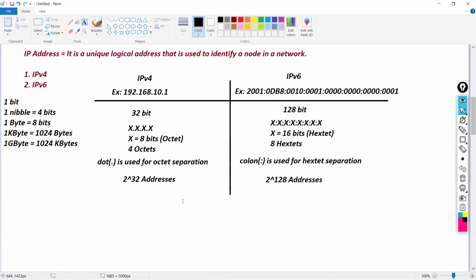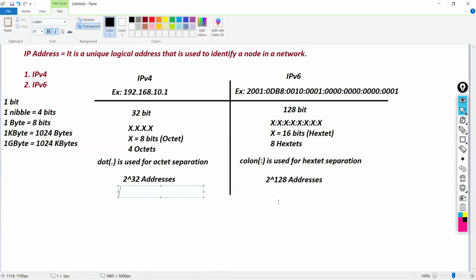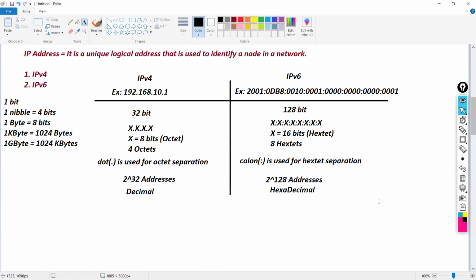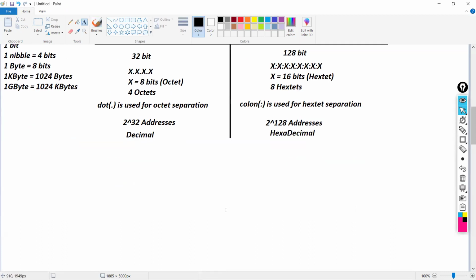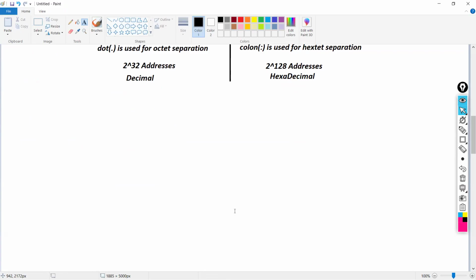One more difference we can make here. Your IPv4 uses all numbers. So that means here we are using the decimal number system. And in IPv6, we use hexadecimal. This is clear. Now, what is a number system? It was there in first year, I'm very sure. First year is common for all branches. So you cannot say I'm from mechanical or civil. First of all, what is a number system?